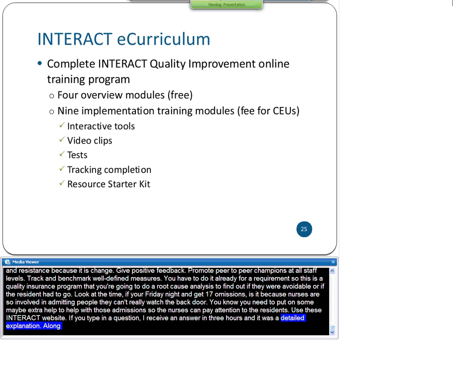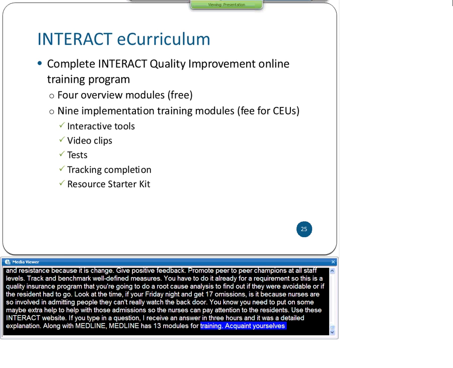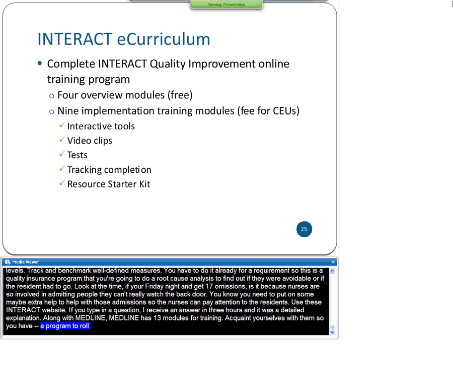So acquaint yourself with them so that you have your in-service and instruction available and have a program to roll this out. The INTERACT e-curriculum, as I said, has the core overview modules free, and 9 implementation training modules. There's a fee for CEUs. All of these are modest cost. This is not a huge financial undertaking.